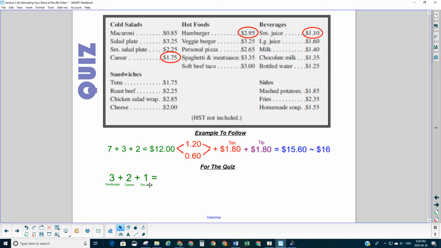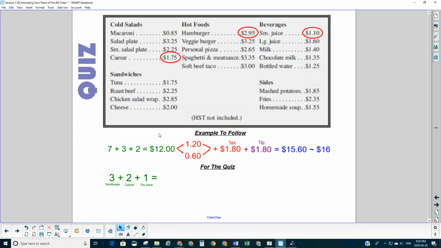So in your quiz, you're going to start with that amount. And the first question is going to ask you to add those up. So you'll add up the hamburger, the Caesar salad, and the small juice, all estimates, and get your estimated price here. Next, the next question is going to ask you to do the red part, do 10% and 5%, and add it to figure out your tax. The next question after that will ask you to do the tip, which will be the purple part, which will be exactly the same as what you answered in the red part.